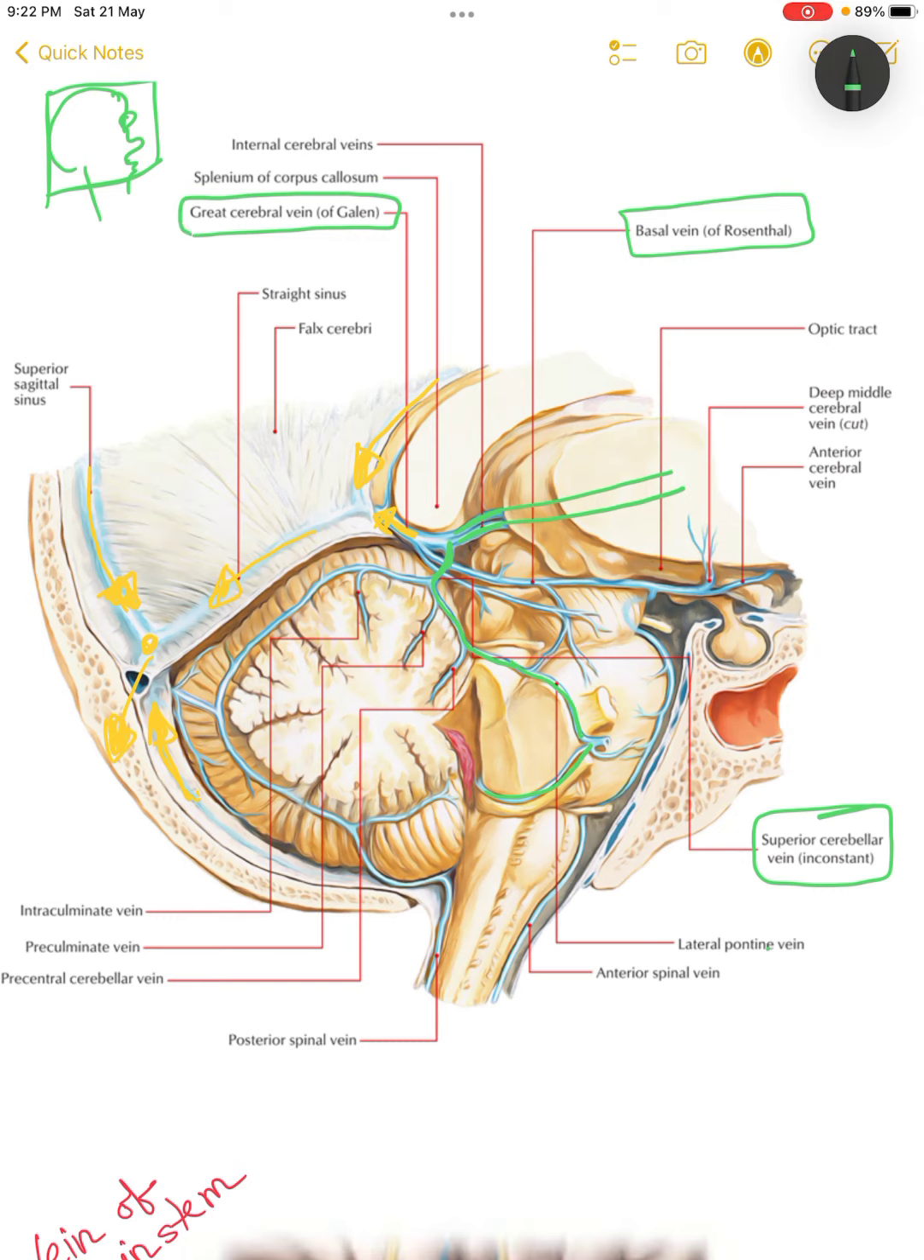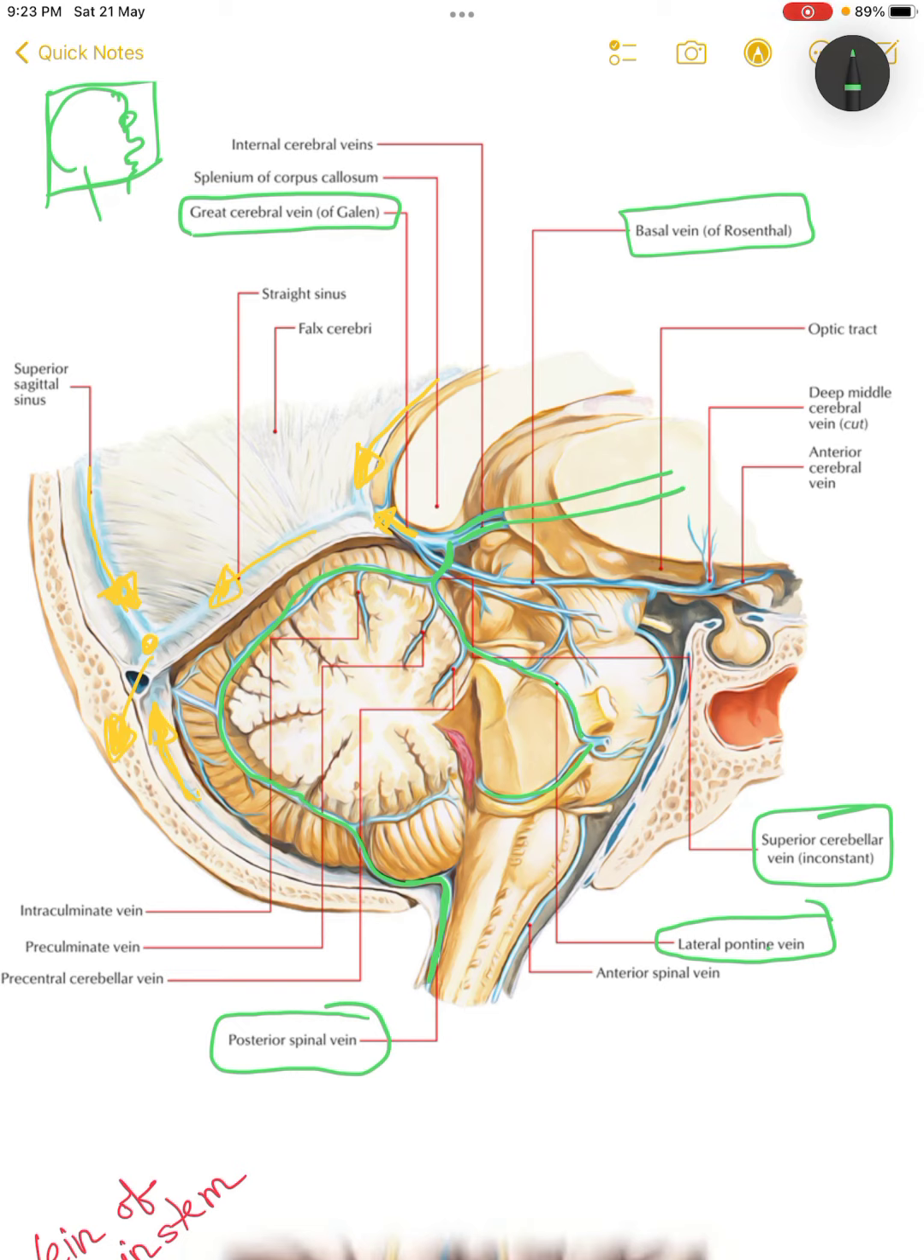So this vein is very important, right? Here you see the lateral pontine veins. Now you see it has a whole connection like this, and at the end it's going downward like this, and again has a continuation with the posterior spinal veins. So you have to remember this one.